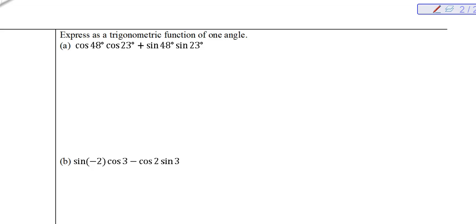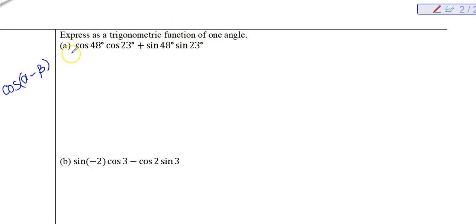So let's take a look at it. It's cosine 48, cosine 23. That leads me to believe this is a cosine. Yes? And then plus sine of 48, sine of 23. So that leads me to think that this is a difference of two angles. And I can see the two angles here, right?